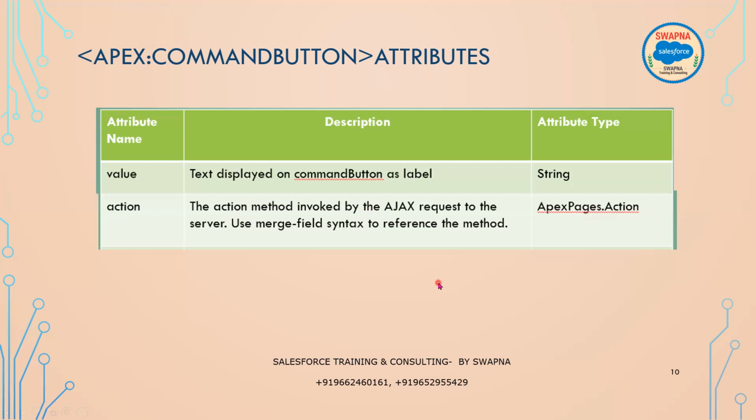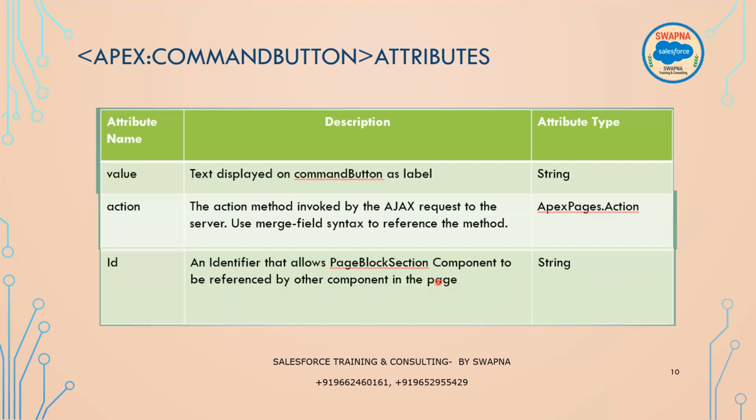And the next one is the ID. By default, we can keep the ID there. It's an identifier name. On the button, we will say the name of this button is, for example, save button. So say ID equal to save button. You can specify that. Now take notes of these few attributes on the command button.